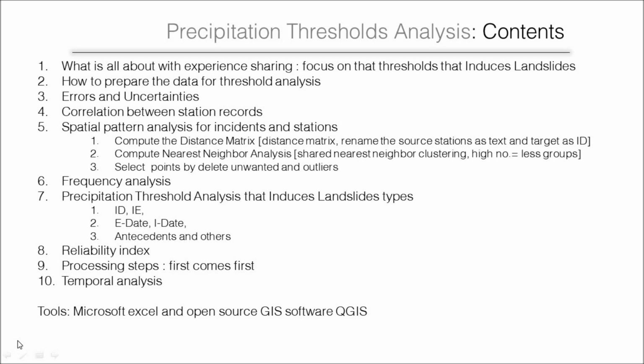And then, I will introduce some of the most frequent precipitation threshold analyses in the literature. So we'll focus on intensity and duration, intensity and accumulative, or in relation with the dates and the antecedents and the other thresholds. After we get the thresholds, we should check the reliability of those thresholds. So the reliability index is one of the main features that will also be used in the analysis. And then we will sum up the process step by step to refresh your memory.